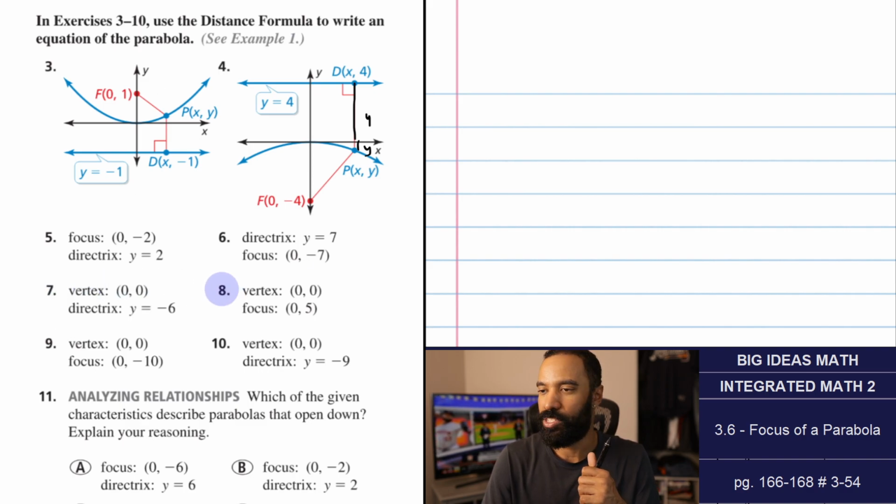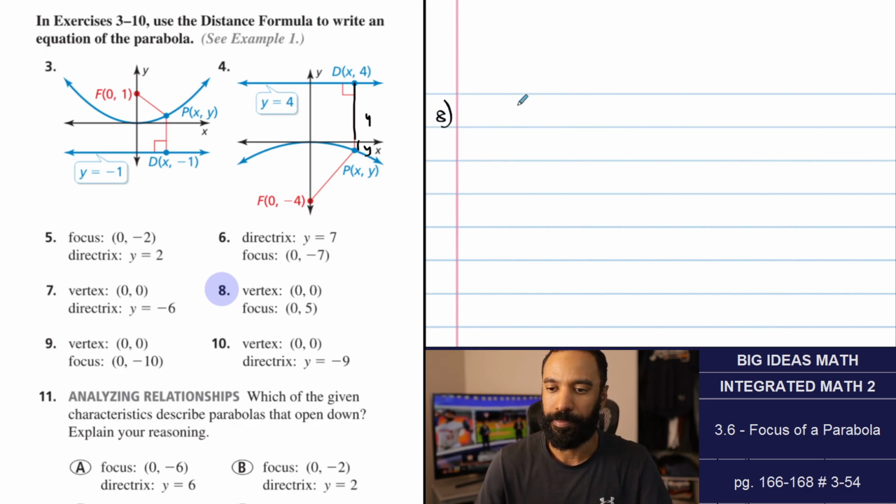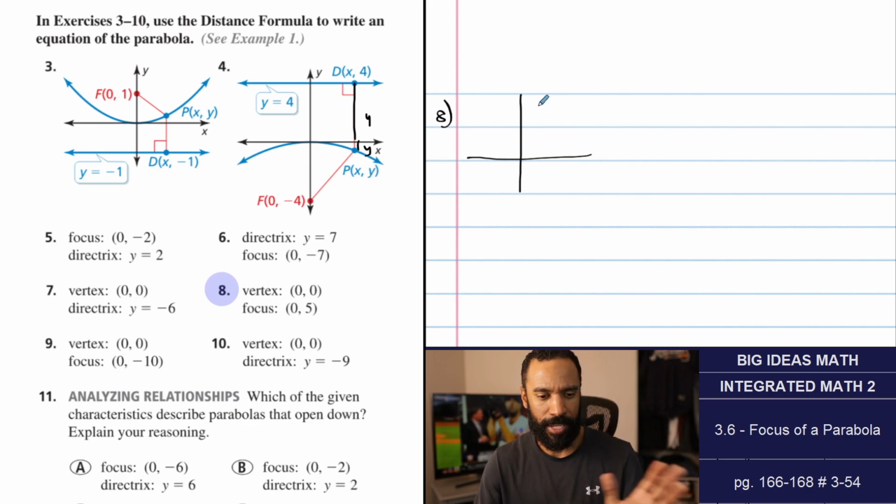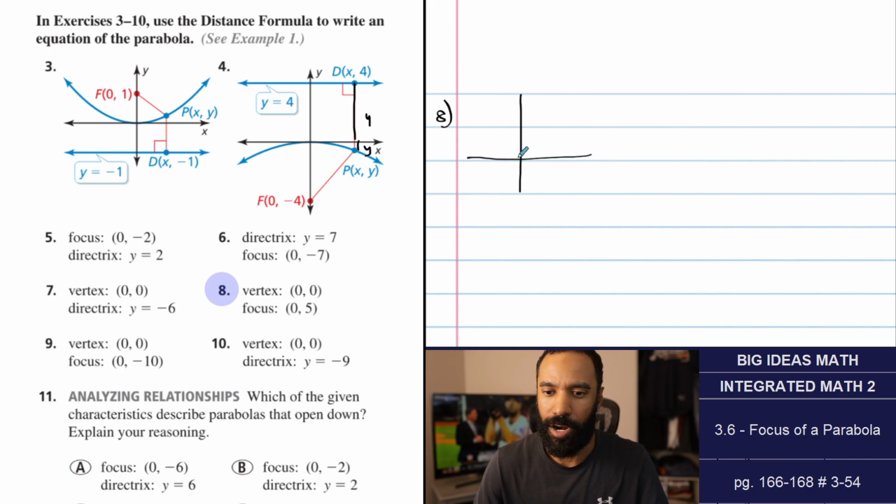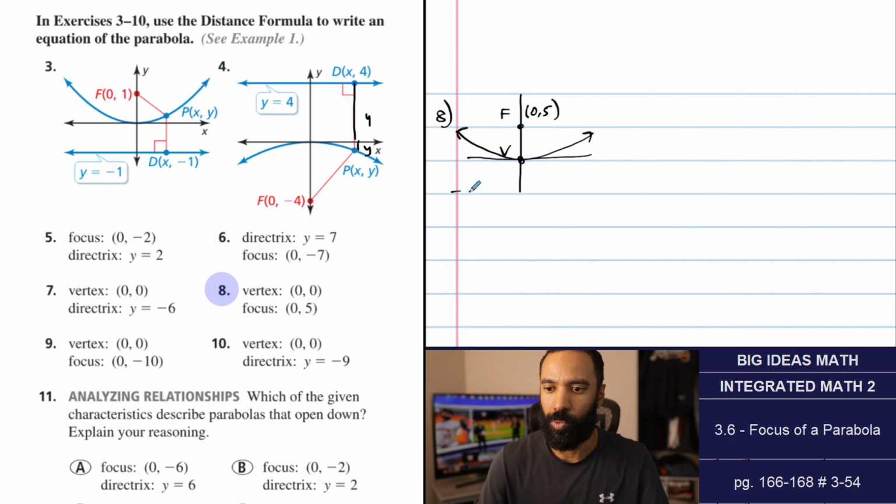Number 8, our vertex is at 0, 0, and our focus is at 0, 5. I hope after these first ones, honestly, we get to use the 1 over 4p and not distance formula to necessarily have to do them all. You know what I mean? So your vertex is at the origin. Boom. Your focus is up here at 0, 5. We have a parabola that's, I'll widen it out a little bit more. Your directrix would have gone all the way down here at y equals negative 5.